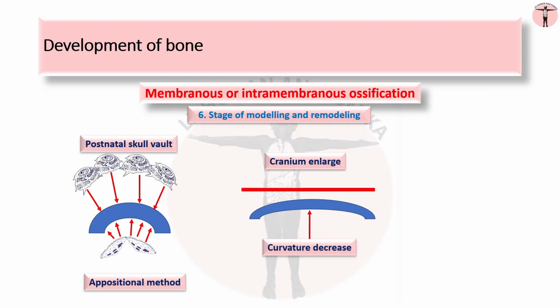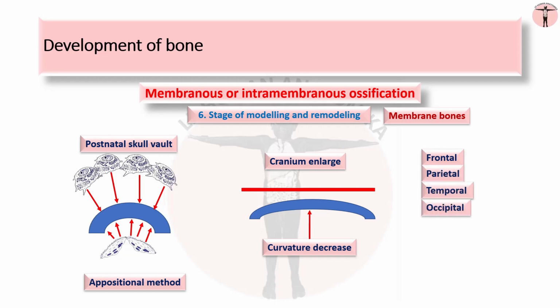Bones formed by the membranous ossification are called membranous bones. The bones which develop from intramembranous ossification are frontal, parietal, temporal, occipital, part of mandible, most part of the clavicle, and the scapula. With this, the intramembranous ossification is completed.